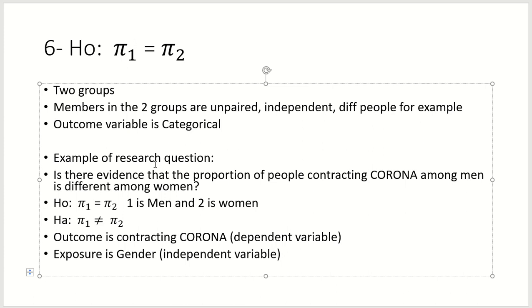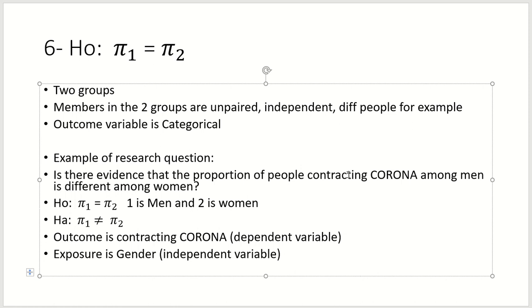So, example of a research question: is there evidence that the proportion of people contracting corona among men is different among women? So, think about your two groups. Meaning your two groups, well, men and women. And what is your outcome of interest? Well, whether they contracted corona. Are they the same people in the first group or not in the second group? Obviously, they're not, so it's unpaired.